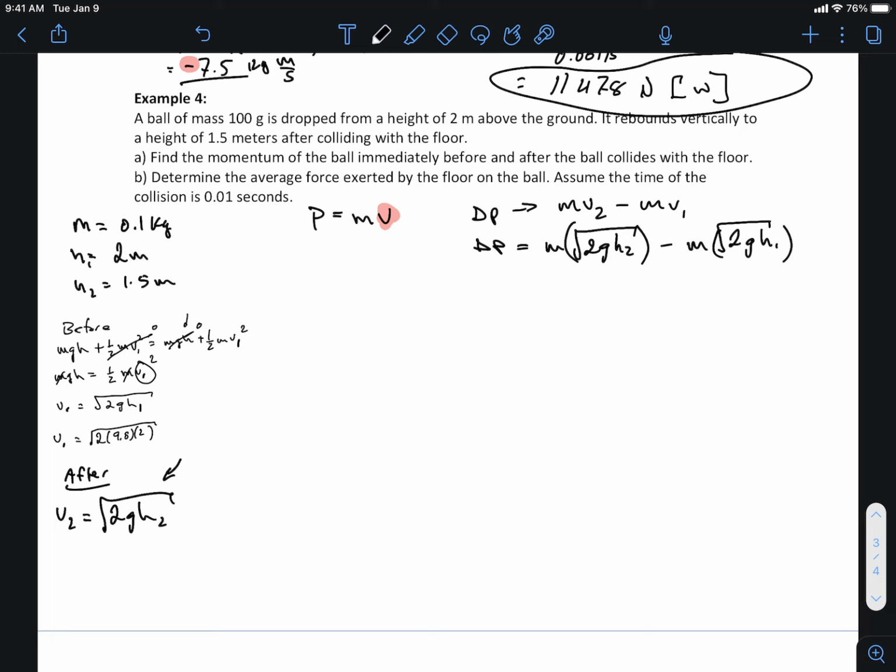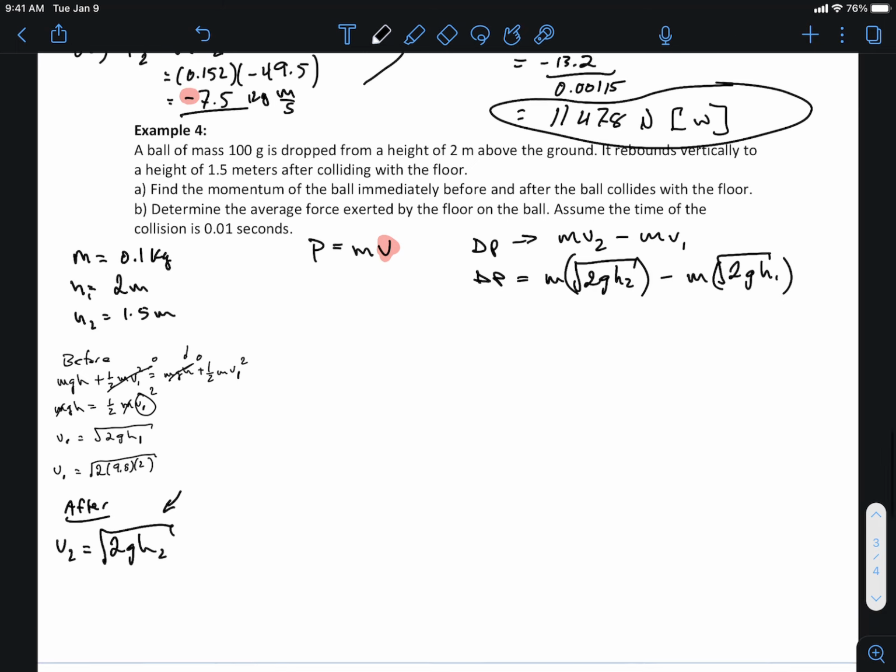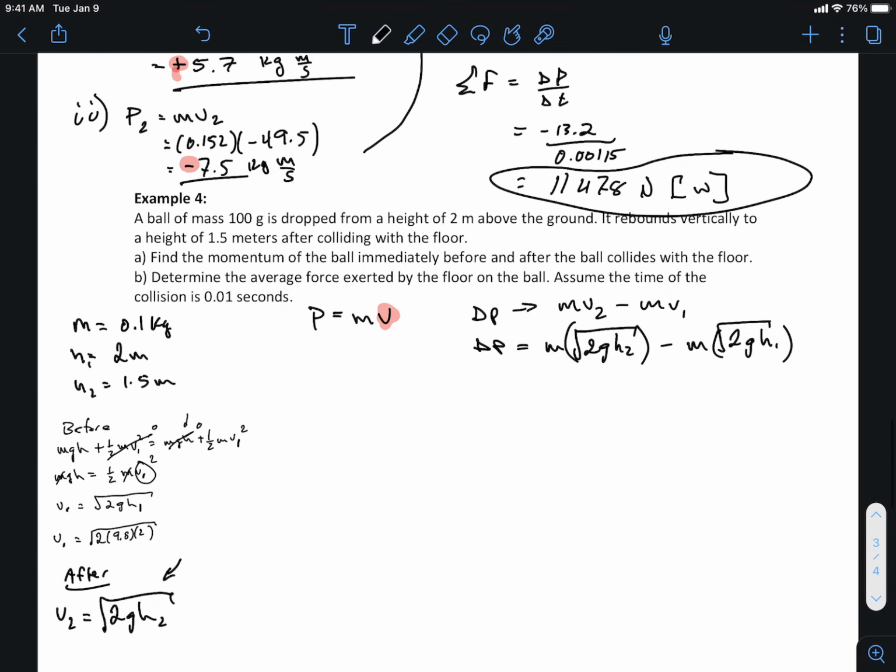We can find the change in momentum if we would like to, right? But both of these would allow us to find what the momentum was before and what it was after, okay? And we know eventually we're going to need to know what the change in momentum is to find what the average force exerted was, right? And so I'm just setting it up like this, so I can find what the momentum was before the collision and what it was after, right?